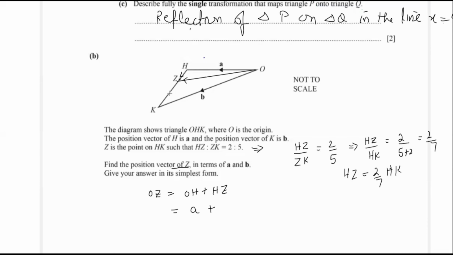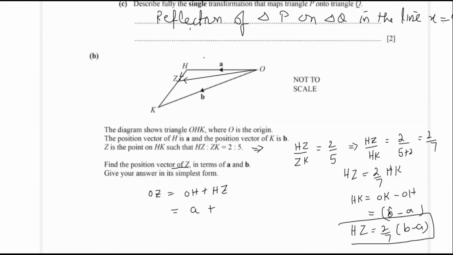Now you can see here the HK will be equal to, now HK, we can write it as OK minus OH. Now OK you see here as B and OH is A. Sorry, the OK is B and OH is A. We can write it as B minus A. Therefore, the HZ will be equal to 2/7 times B minus A. And this is the value we'll substitute here. HZ is 2/7 into B minus A.